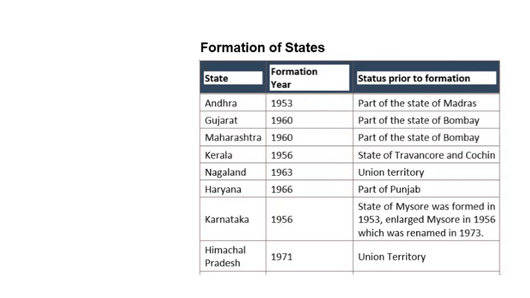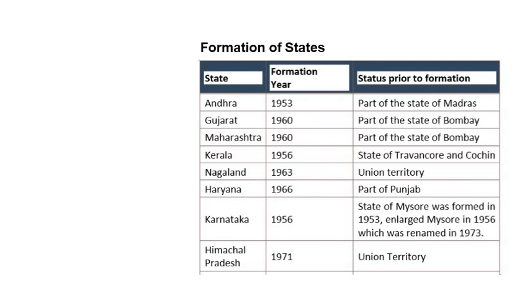Then Nagaland, 1963. Earlier it was a part of Punjab, a Union Territory. Haryana was formed in 1966. Earlier it was a part of Punjab. Then Karnataka, 1956. Earlier it was the state of Mysore, formed in 1953, enlarged Mysore in 1956, which was renamed in 1973. Himachal Pradesh in 1971. Earlier it was a Union Territory.